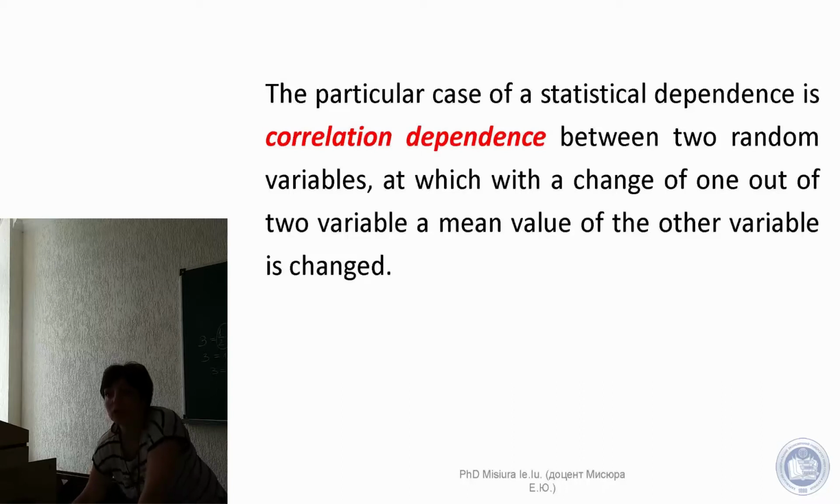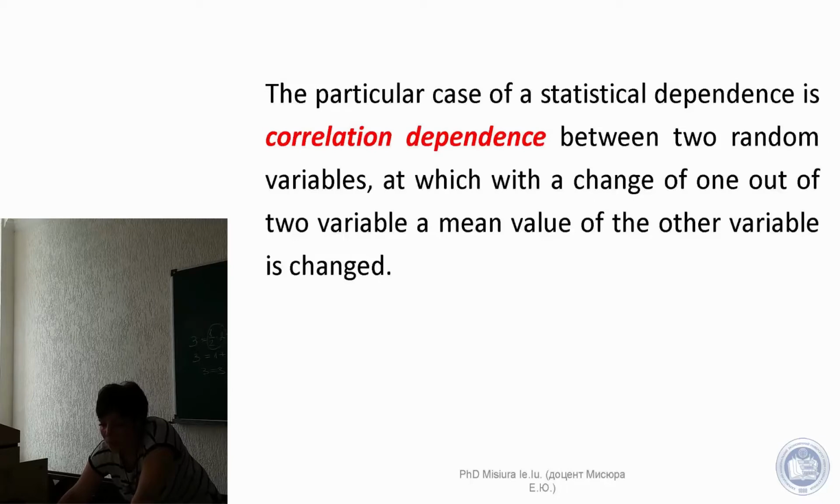It means, how to explain correlation dependence? It means a change of one out of two variables means changing the second variable, or the change of the first variable gives the changing of the second variable. То есть одна меняется, соответственно, меняется и вторая. Okay.